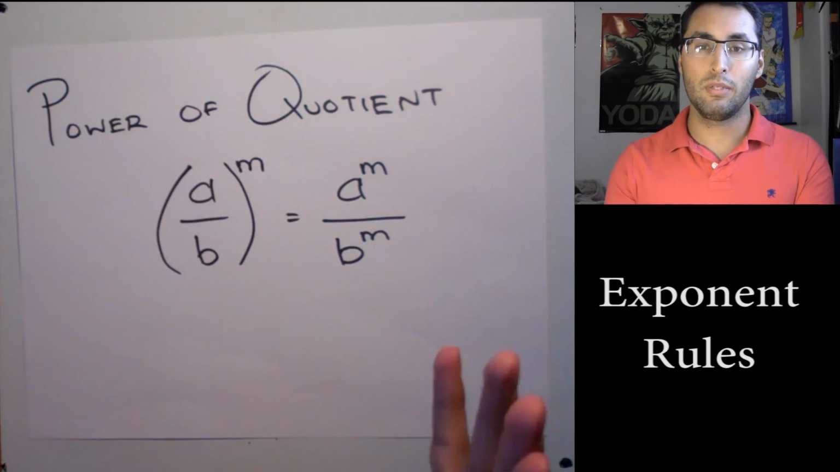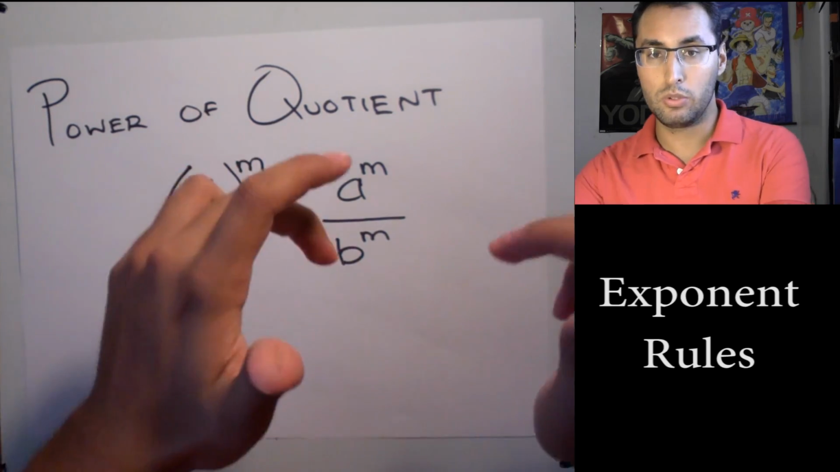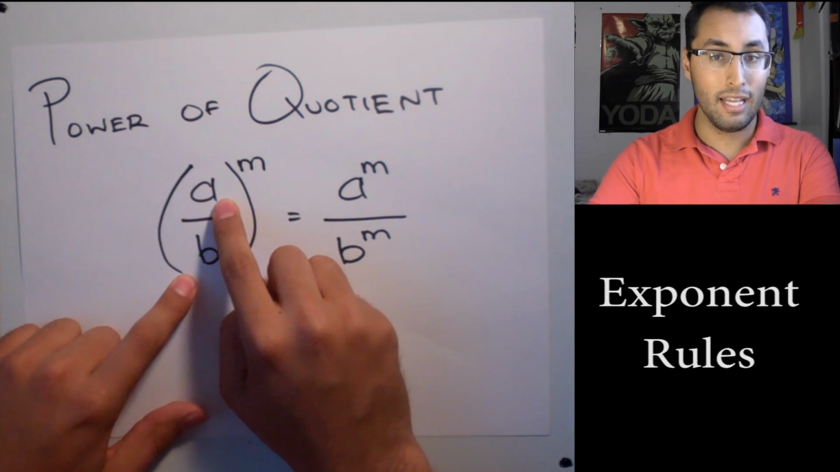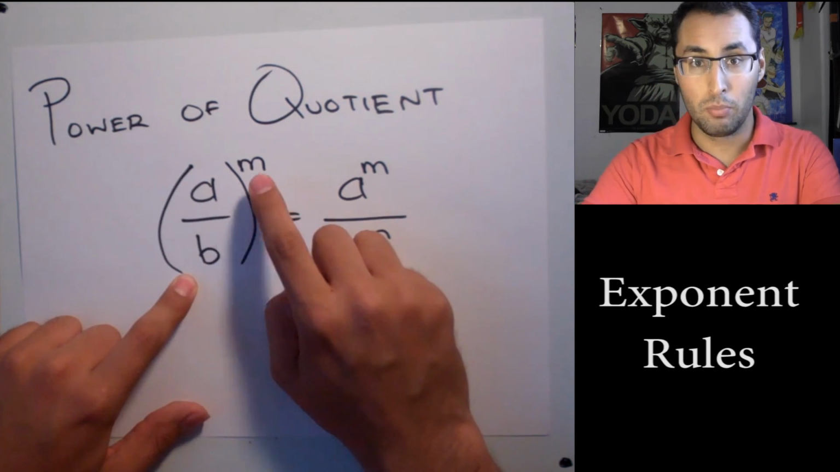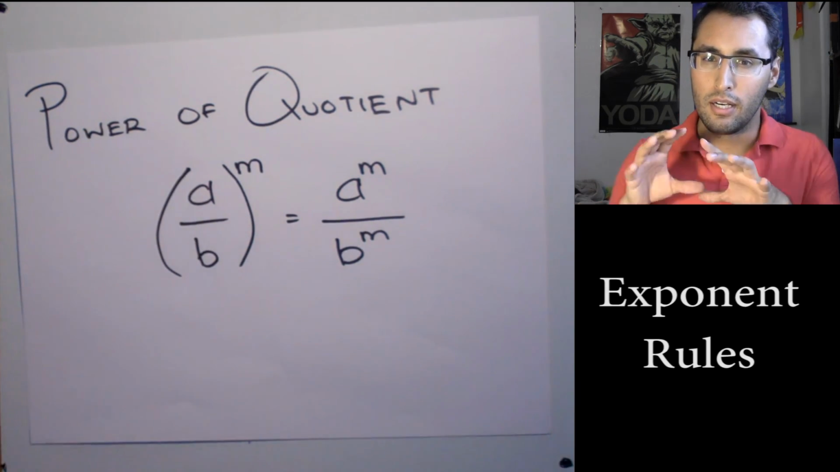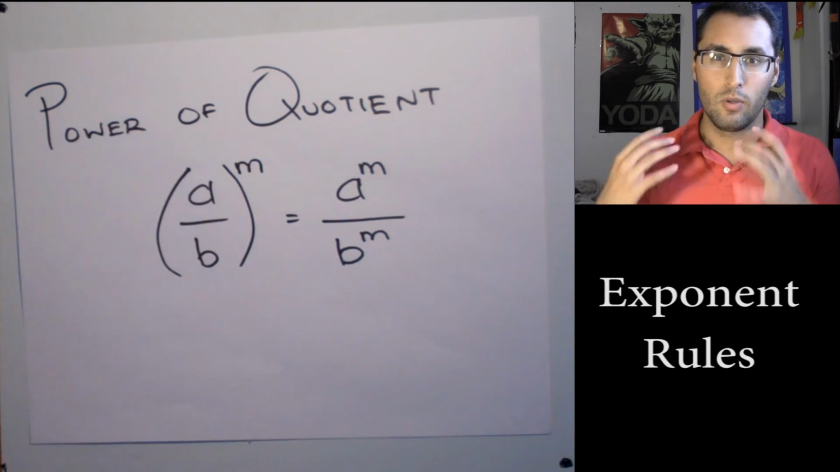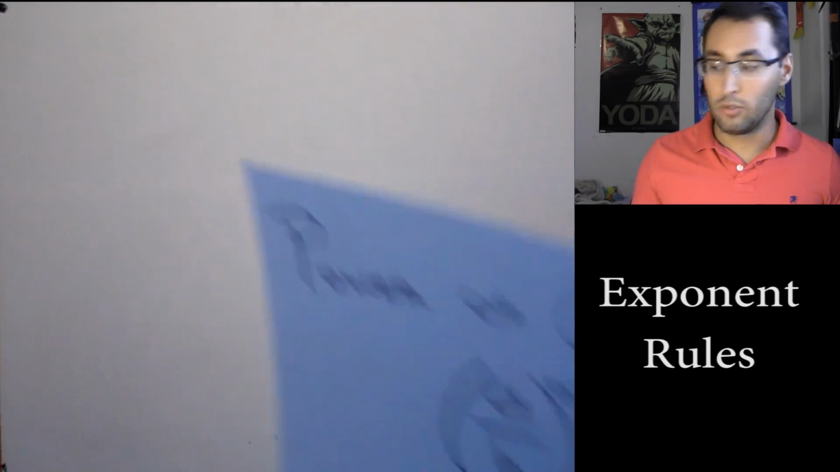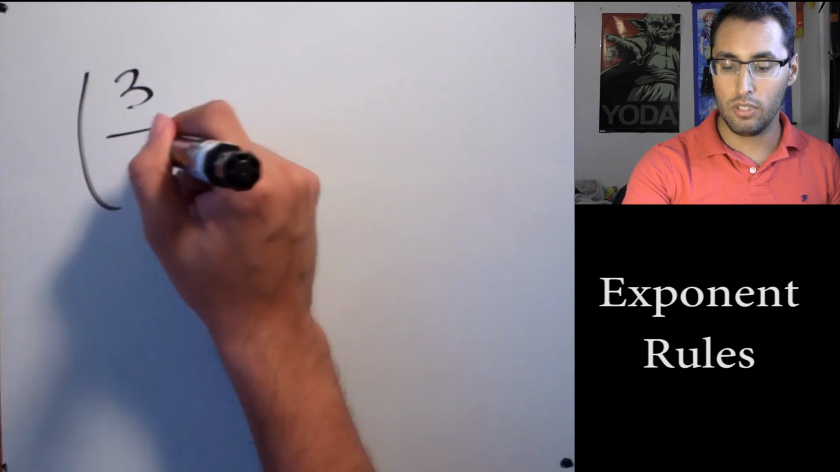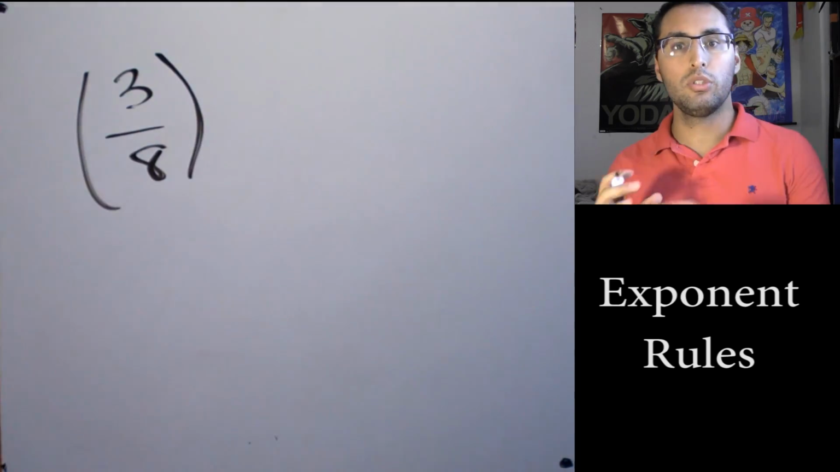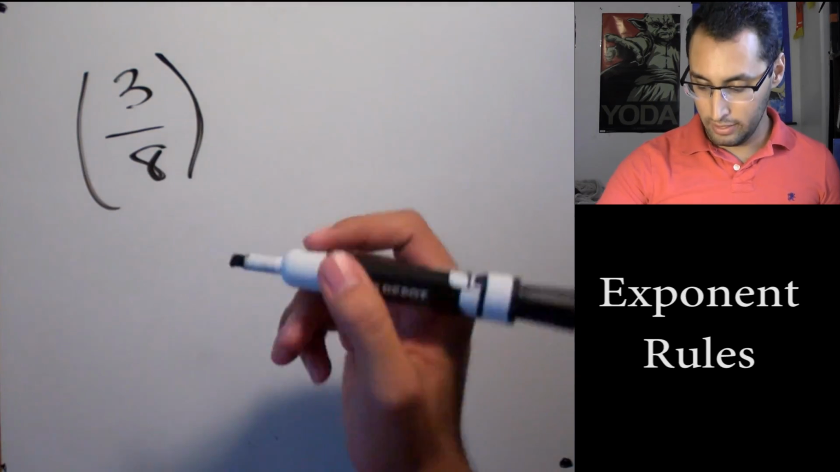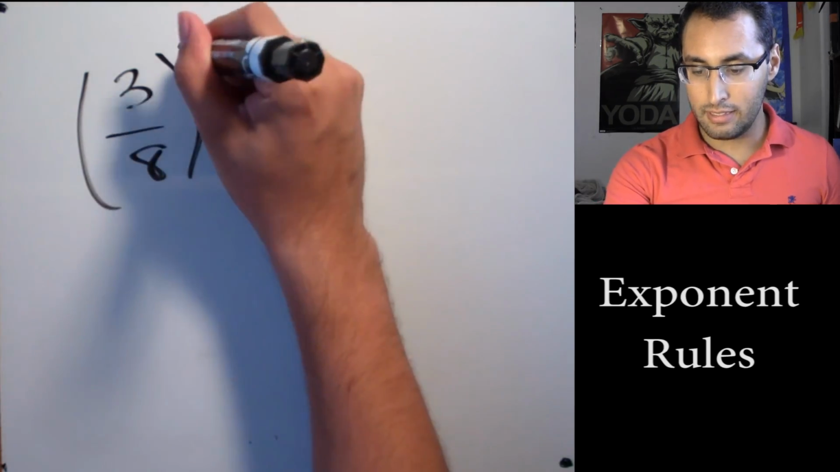Alright, the last property that we have for exponents is the power of a quotient. What this means is if you have a fraction and that entire fraction is raised to a power, you apply that power to the numerator and the denominator separately. Not too much arithmetic or computation involved. Let's just go through a quick example. I'm going to write 3 over 8. That's our fraction, our quotient. Fractions and quotients are common, they're in tandem. We're going to raise this to the 2nd power.